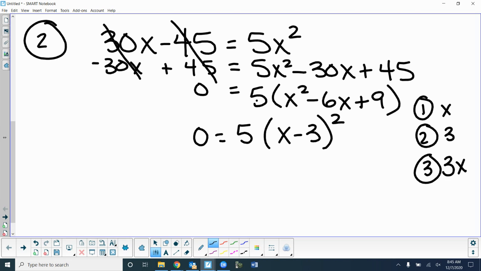So I set my factors equal to 0 here. Can I say 5 equals 0, even though 5 is a factor? Is that a true or false statement? False. If there was an x with that 5, if there was 5x, that was my GCF, my greatest common factor, then I could set it equal to 0. But there's no x with it, no variable, so all I have to do is set x minus 3 equal to 0. So I'm going to add 3.